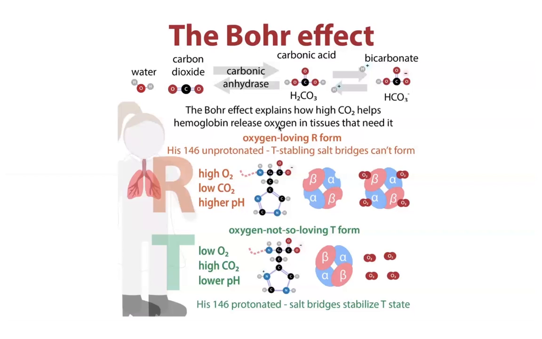And where would you find these conditions? Well, you would find them in tissues that aren't able to expel carbon dioxide easily, but are producing a lot of it and don't have much oxygen. So that's where you need oxygen the most, you need it to be offloaded the most. So that's perfect. In our lungs, we've got plenty of oxygen. We're able to expel that CO2 easily just by breathing it out. So we're going to have a higher pH. We're going to be stabilized in that oxygen-loving R form. And this is going to allow us to take up the oxygen without giving it off too soon.